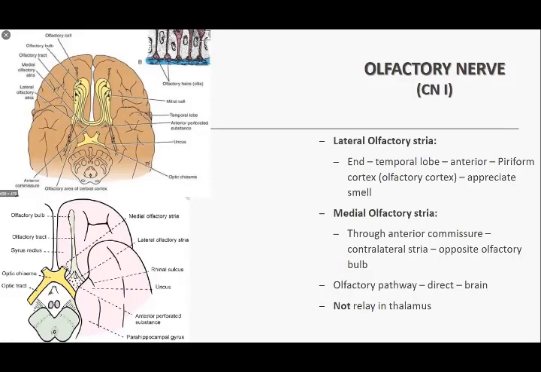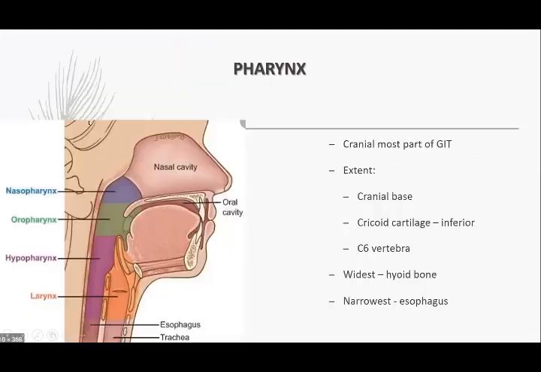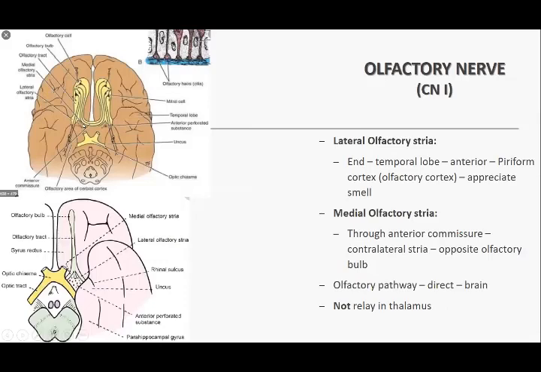Now what's left is the medial olfactory stria. The medial olfactory stria of the two sides, इस side की बात कर लेते हैं, passes through the anterior commissure, goes on to the olfactory stria of the opposite side. ये passes through the anterior commissure over here and goes on to the olfactory stria of the opposite side. ठीक है? Into the opposite olfactory bulb.